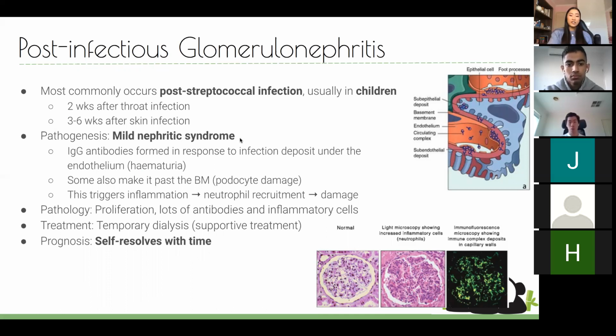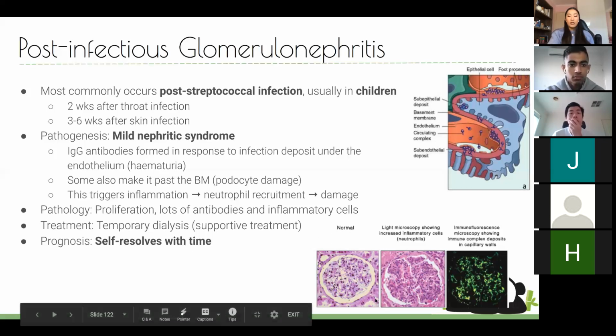It's not too bad. And essentially what happens is, again, you get antibodies depositing. So these were antibodies formed against the streptococcus, and they sort of deposit this time closer to the basement membrane, so in between the endothelium and the basement membrane, right? So it makes sense that this time they damage the basement membrane, not the podocytes, and so you get hematuria, not proteinuria. Occasionally, some of them make it past the basement membrane, so remember you get some collateral damage all the time. So hematuria principally, and then a little bit of proteinuria.